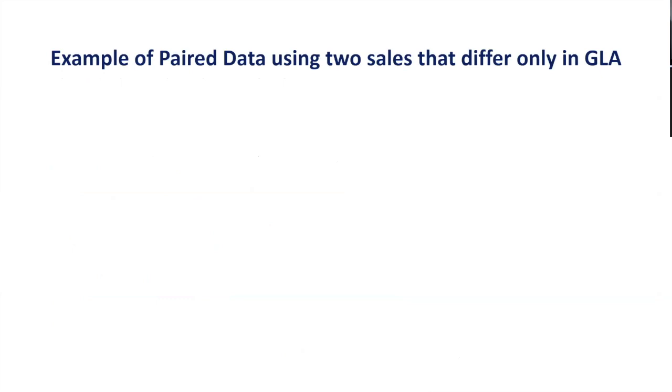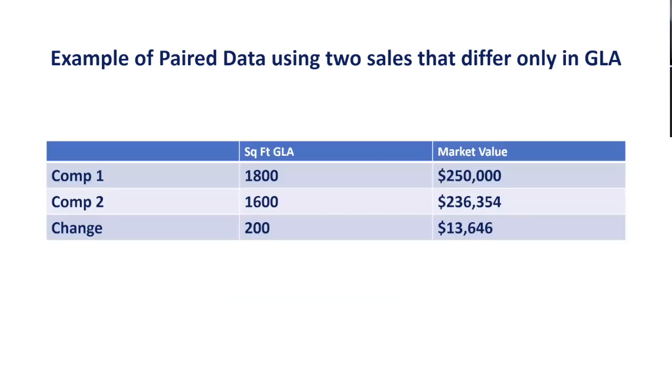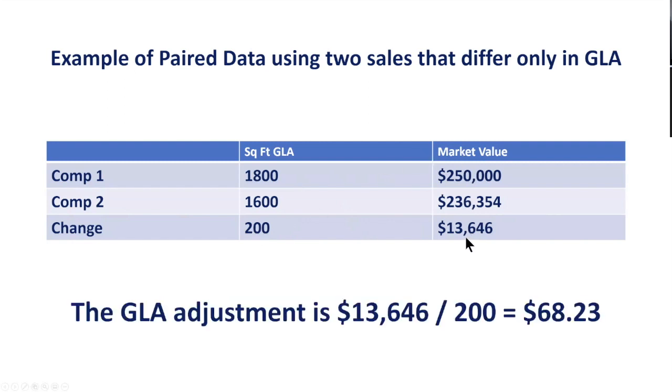So here's a paired data example of two sales that differ only in GLA, okay? Comp 1, 1,800 feet, sold for $250. Comp 2, 1,600 feet, sold for $236. And I'm going to use my discretion to give you goofy numbers because it makes the examples come out, okay? So the change in size is 200 square feet. The change in market value is 13,646. So the GLA adjustment is 13,646 divided by 200. So it's $68.23. We'll use 68, okay?